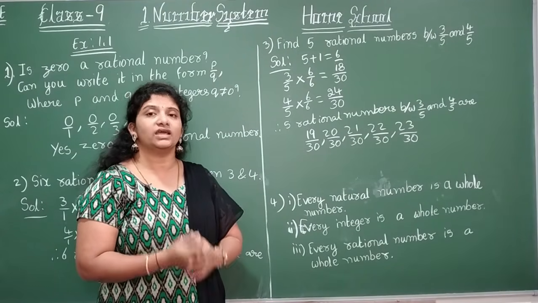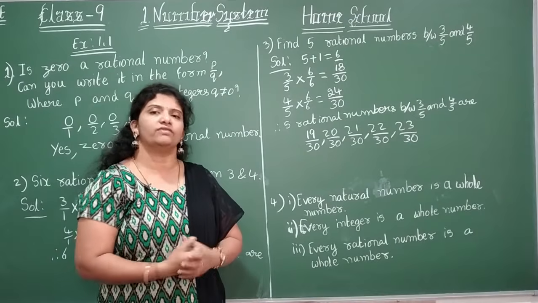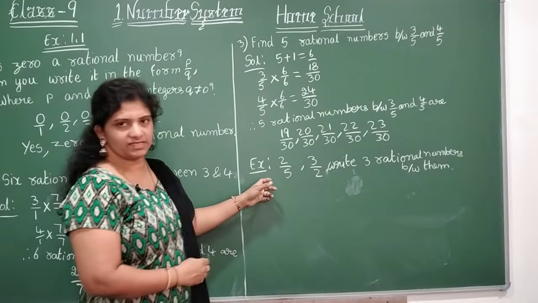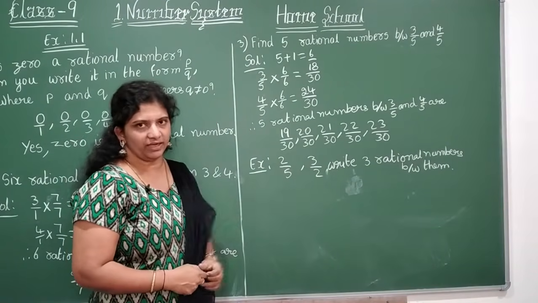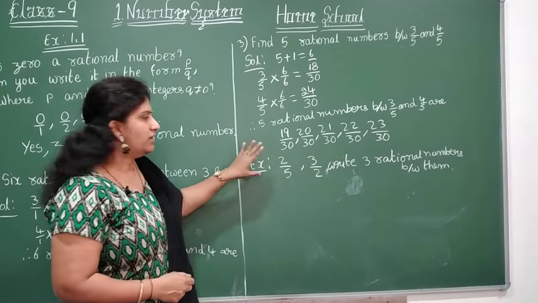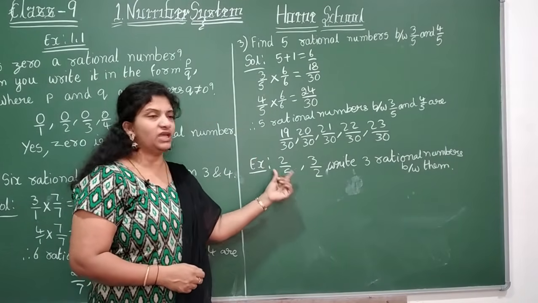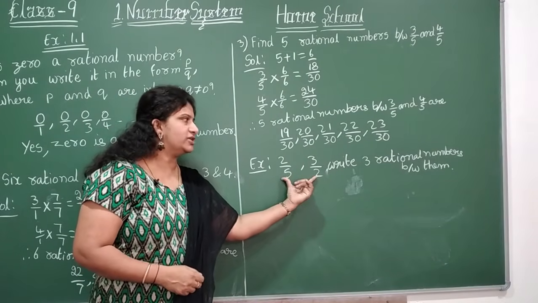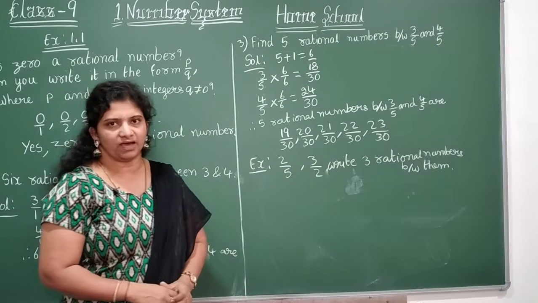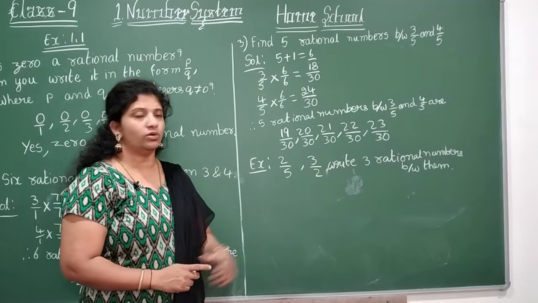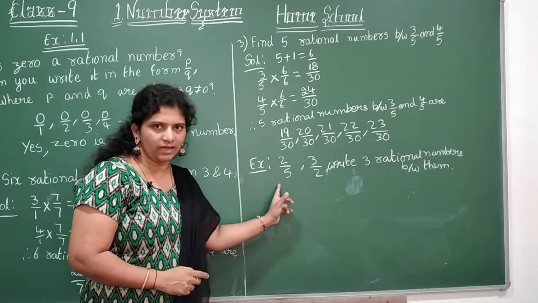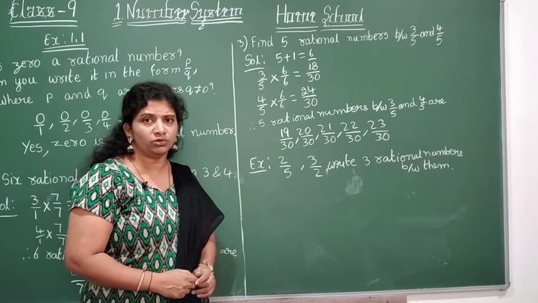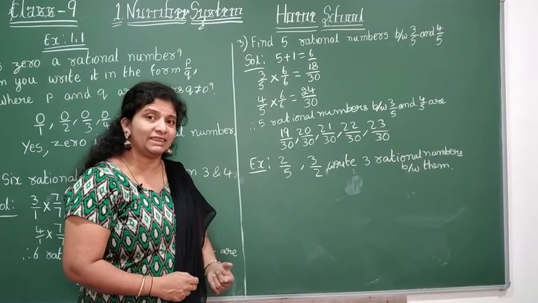Suppose your rational numbers have different denominators, how can we do these types of problems, children? Let's take one example here, 2 by 5 and 3 by 2. This is not your textbook problem. Try to understand. Suppose a question asks, between 2 by 5 and 3 by 2, write 3 rational numbers. So the first thing you need to do is observe their denominators. Are they the same, children? No, their denominators are different. So what do we need to do? We need to try to make them the same.